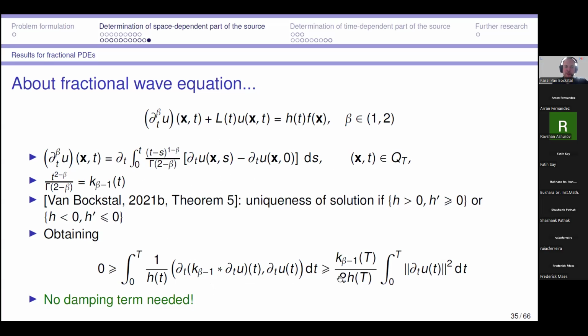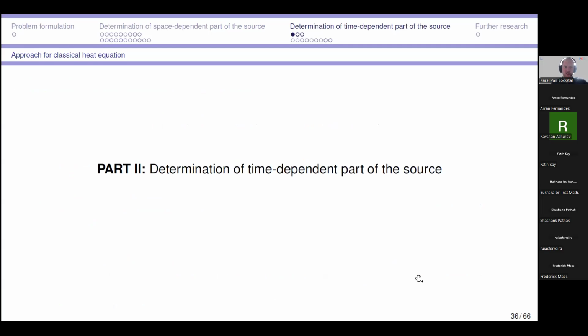So in this way, all the other terms on the left-hand side are positive, and the right-hand side is 0. So this term is also less than or equal to 0. So we get that the time derivative of u is equal to 0. And also for the fractional wave equation, there is uniqueness of a solution. But due to the non-locality of the operator, there's no damping term needed, which is a nice difference.